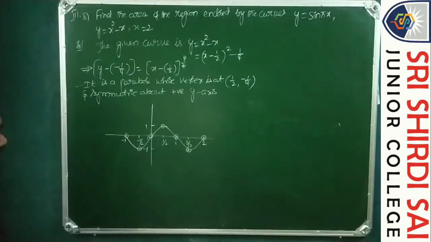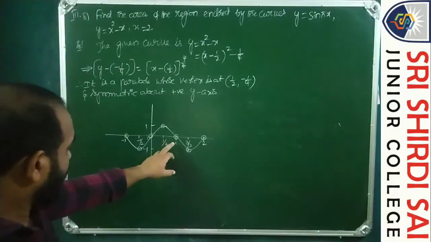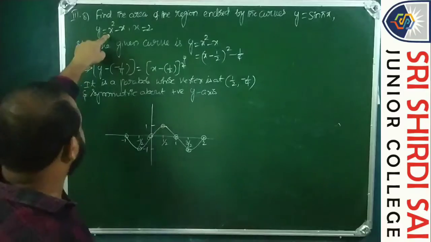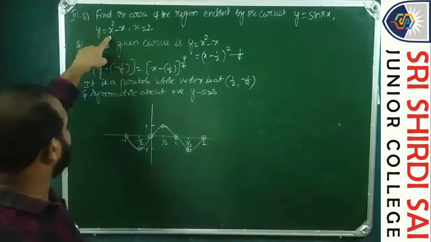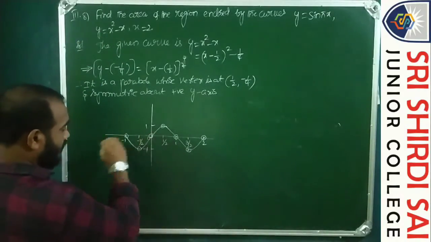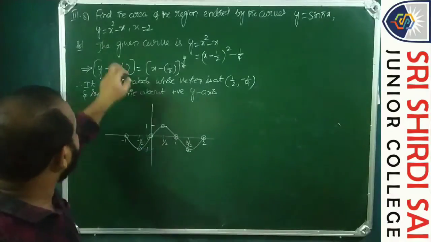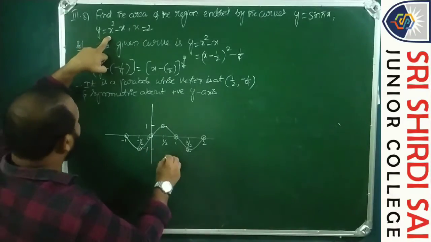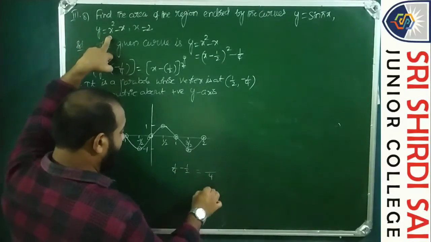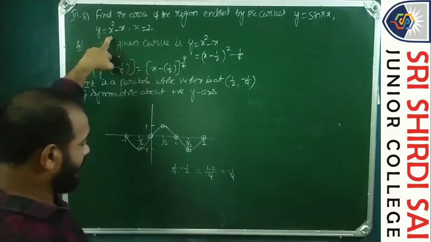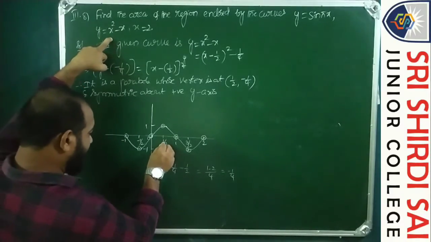And x² - x, substitute here. Both are intersecting at... x² - x, for example, 0 I will take. So 0² - 0 will be 0 here. Next, if you substitute 1/2, 1/4 minus 1/2, that is (1 - 2)/4, so minus 1/4, which is minus 0.25. Minus 0.25 is somewhere here.